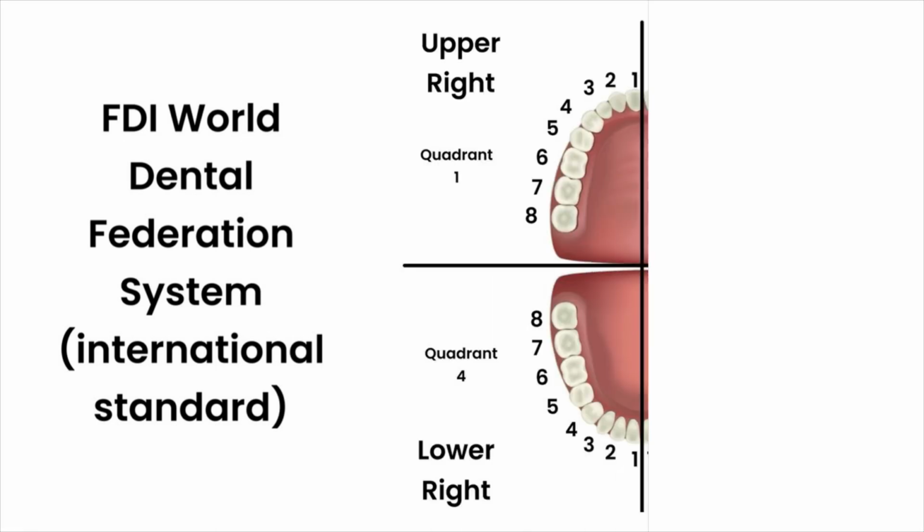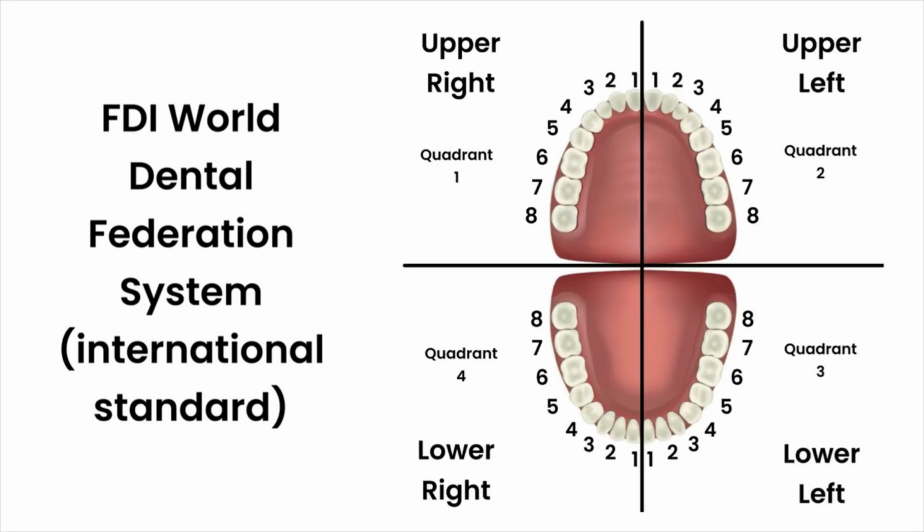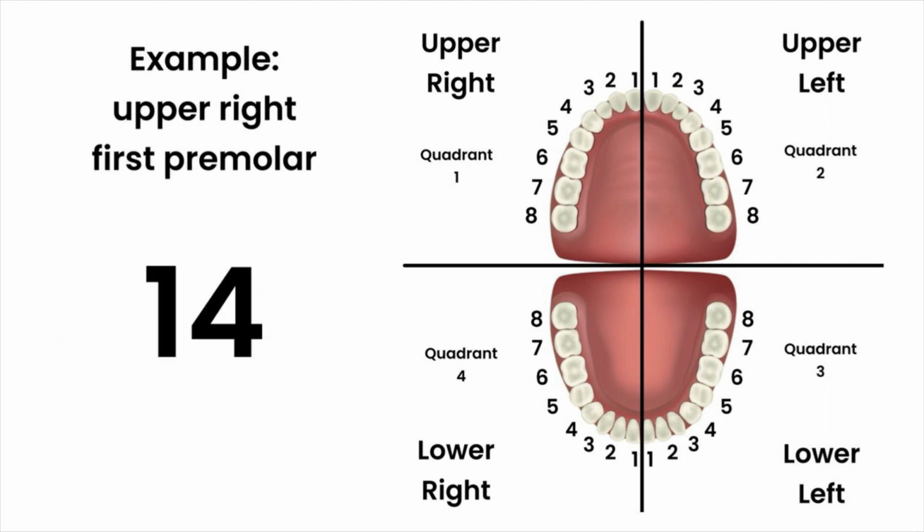The World Dental Federation system uses a similar quadrant breakdown, but instead of symbols to separate the quadrants, it uses 1 to 4, starting on the upper right side. An example of how to write the upper right first premolar would be a 1 for the first quadrant and a 4 for the number of the tooth, and would be pronounced 1-4, not 14. This method is used internationally and in Canada.